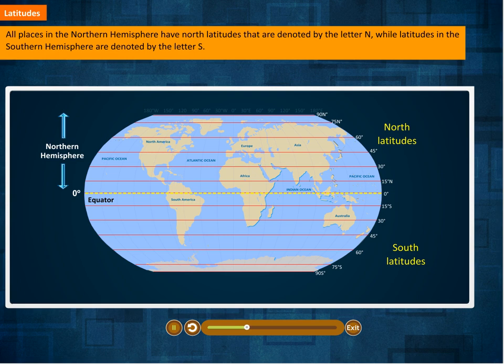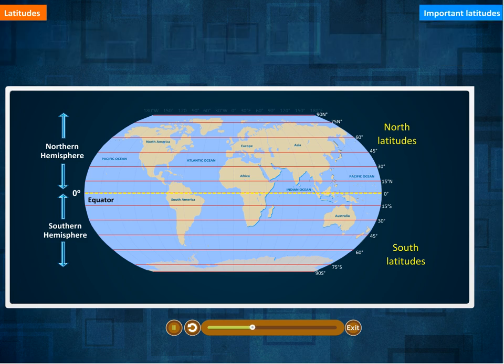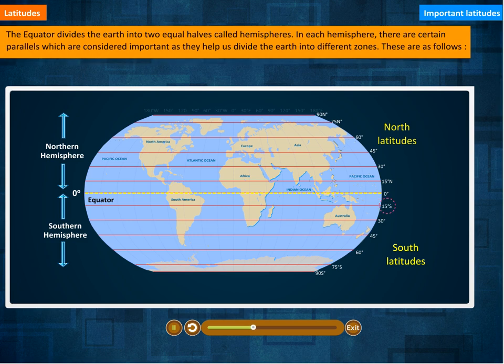All places in the northern hemisphere have north latitudes that are denoted by the letter N, while latitudes in the southern hemisphere are denoted by the letter S. Important latitudes. The equator divides the Earth into 2 equal halves called hemispheres. In each hemisphere, there are certain parallels which are considered important as they help us divide the Earth into different zones. These are as follows.